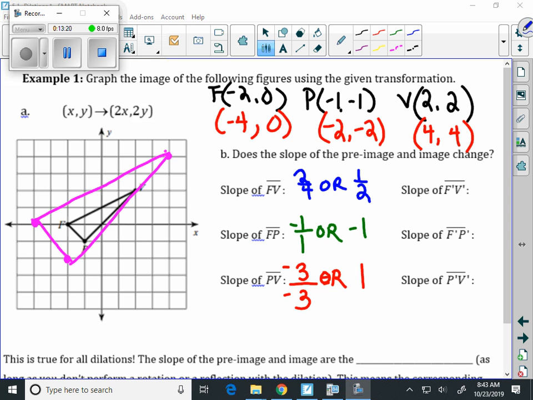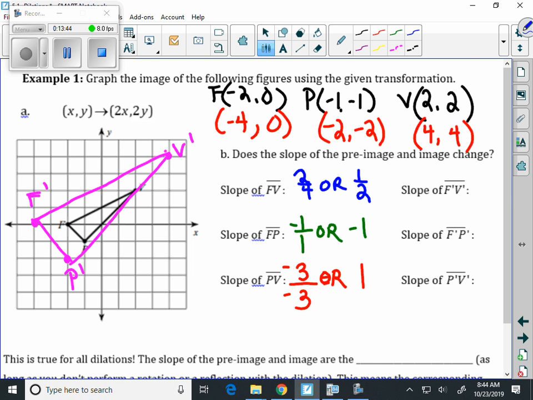So I drew our picture back in. I'm going to label it. Here's our F prime. Notice that I have point P prime corrected at negative 2, negative 2, and then 4, 4, which is our V prime over here. We want to find the slopes of this particular triangle.